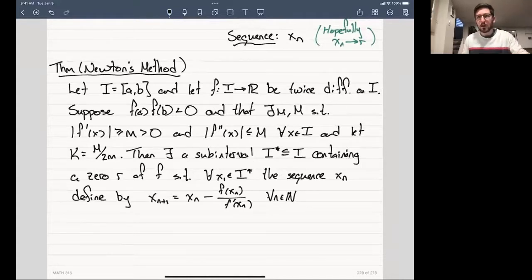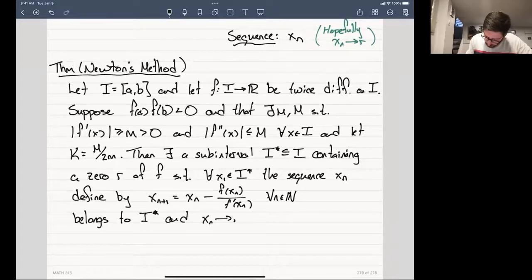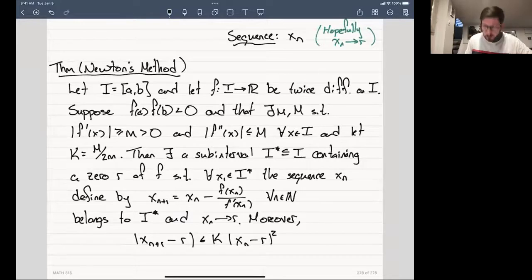Well, every single element of that sequence belongs to the subinterval, so belongs to I star. And xn converges to your root. Moreover, we can talk about how quickly we converge, and we'll come back to this. This tells us that the distance of xn plus 1 to the root is less than or equal to some constant times the distance of the previous step to the root squared, for all n in the natural numbers.